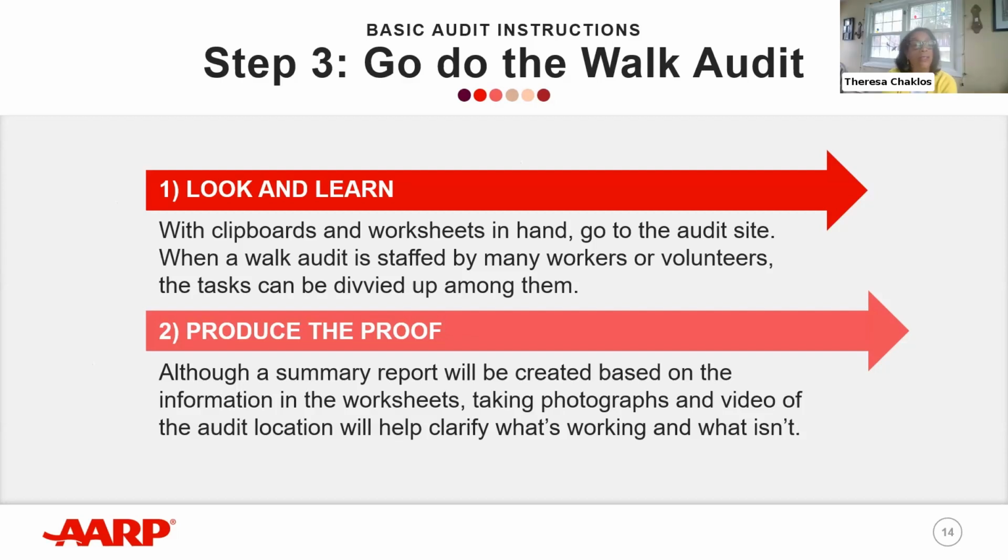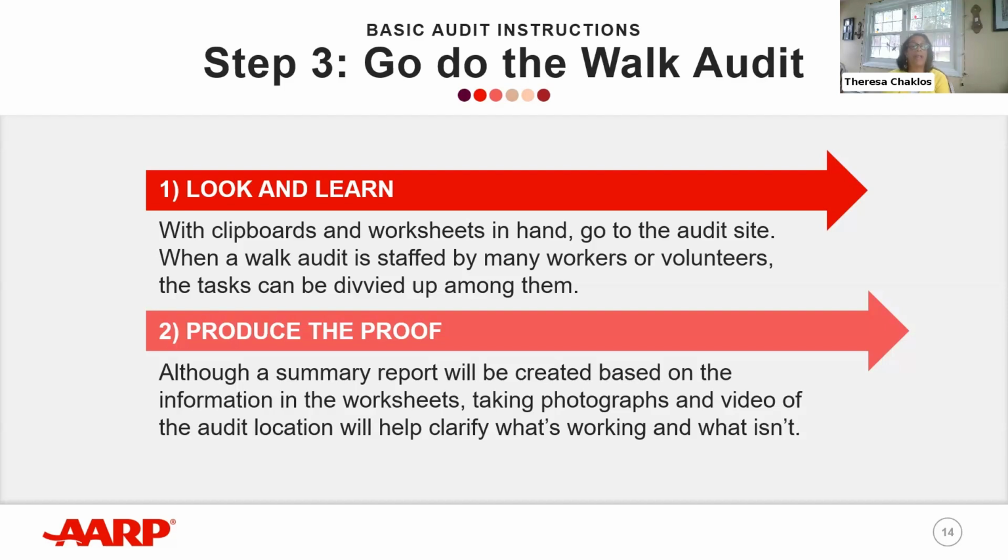So step 3 is go and do the walk audit. First, look and learn. These tasks can be divided among the auditors: counting the cars that pass the location, counting pedestrians who walk along and or cross the street, noting the demographic characteristics of the pedestrians, such as age or physical ability, timing how long the traffic light stops vehicles so that pedestrians can cross, and assessing why people are walking in the location. Are they exercising? Are they commuters, shopping, dog walking, and so on?